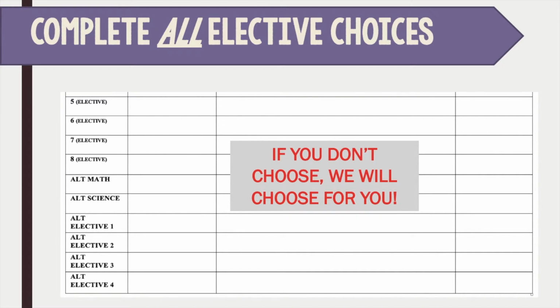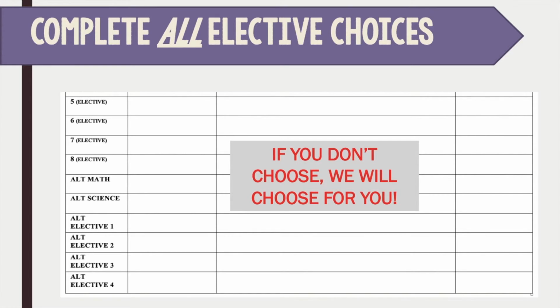The more choices that we have here, the happier you are going to be with your schedule. If you don't write something here, if you do not fill out all 8 blanks for the electives, we have to choose for you. We don't like doing it. We don't want to do it, but it does come to that, and it results in a lot of you being unhappy. So just do us a favor and fill in all 8 of those blanks.